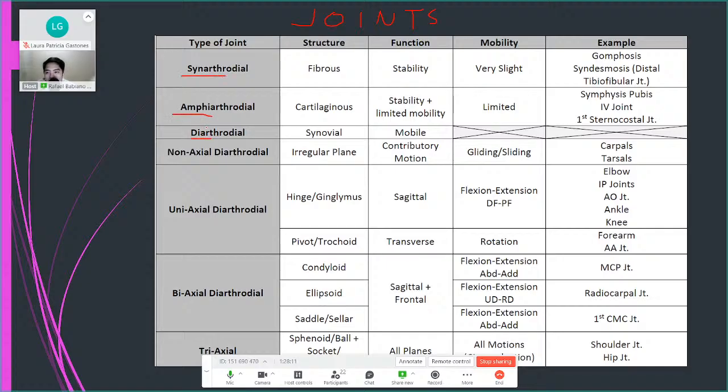synarthrodial, amphiarthrodial, and diarthrodial. When you say synarthrodial, these are immovable joints, non-movable. Amphiarthrodial, slightly movable. Diarthrodial, movable. Okay? Again, synarthrodial, immovable. Amphiarthrodial, slightly movable. Diarthrodial, movable. Most of our joints in our body are diarthrodial.